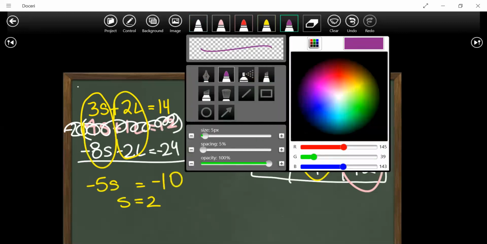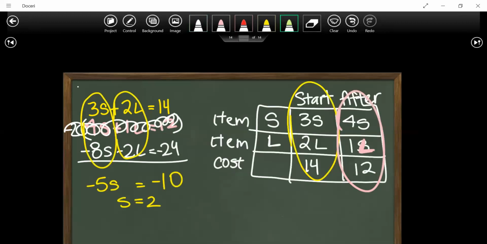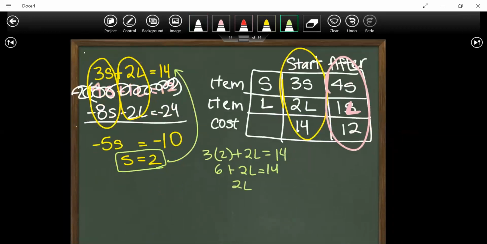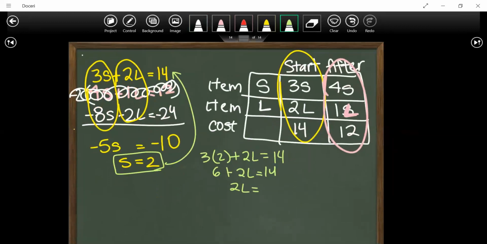I'm going to take this and plug it back in. Which one do you want to use, the top or the bottom? Tippy, tippy, top. 3 times 2 plus 2L. So we're going to find the cost of the larger one. 14, 6 plus 2L. 14. Take away 6, that's going to be what? 8. L is going to be equal to 4. So just double the cost.